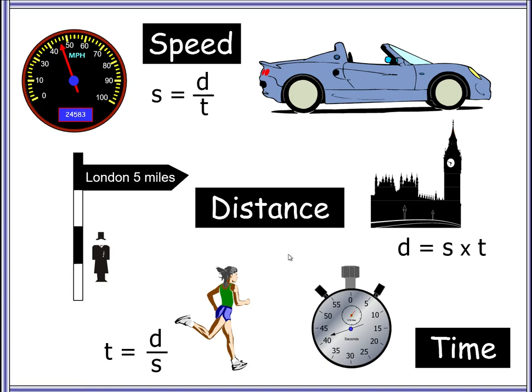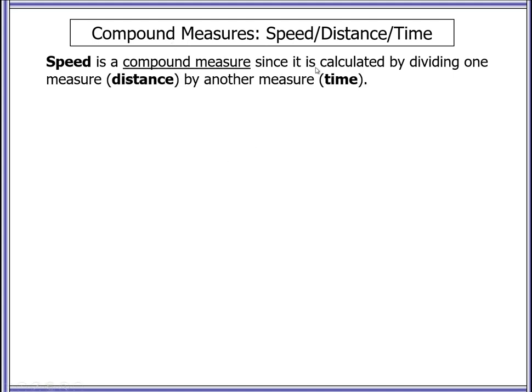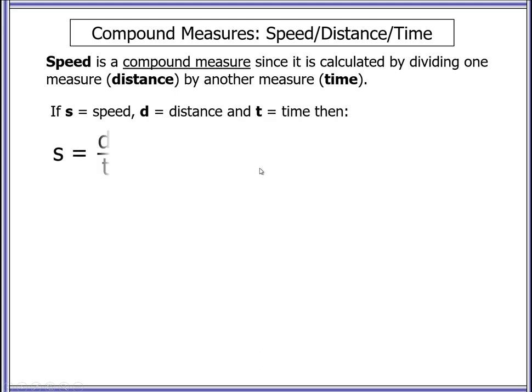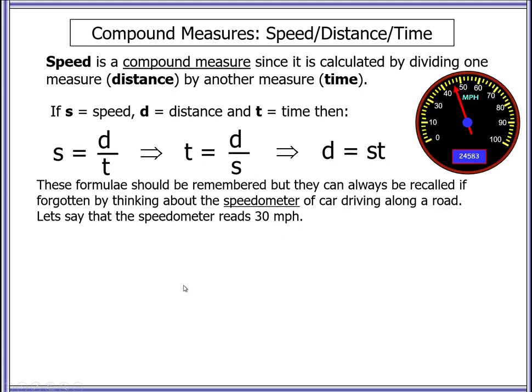Let's try a couple of questions then. Definition of speed: compound measure, because we've got more than one measure. We've got distance and another measure, time, so it makes it compound. Speed, distance over time. Time is distance over speed, and distance is speed times time. Okay. And as we said earlier, we can use miles per hour to help us remember our definition of speed, and then we can rearrange.